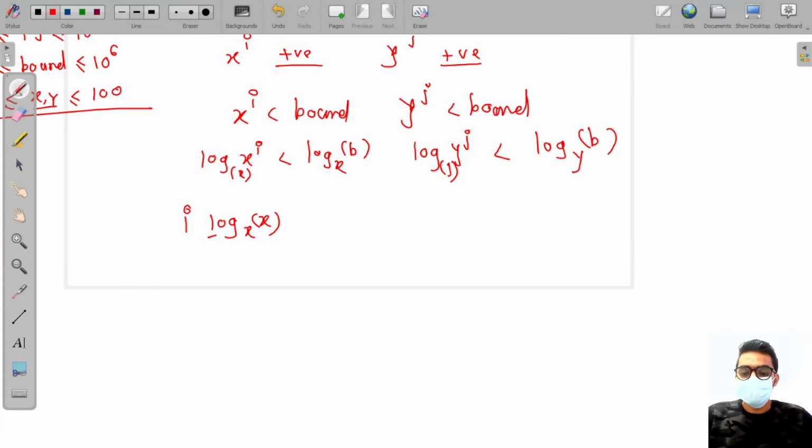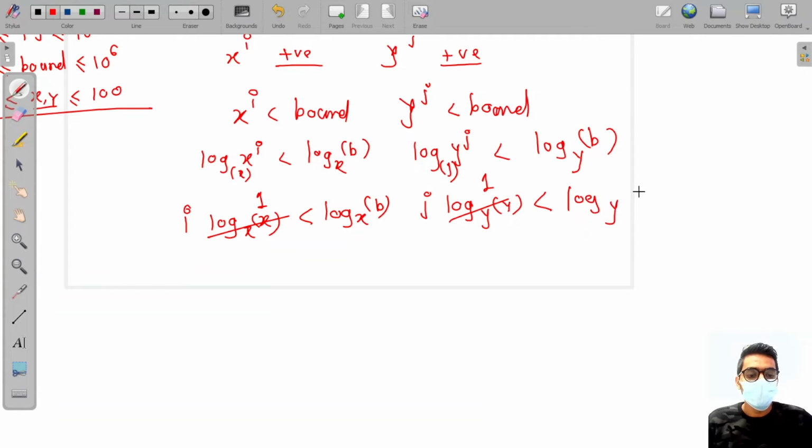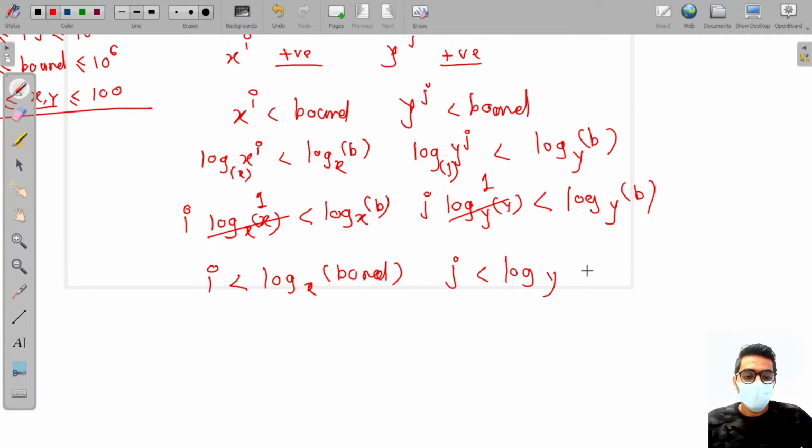Now log x to the base x is going to be 1, is less than log of bound to the base x. Okay, now j is at this point, and log y to the base y is going to be 1, and less than log of bound to the base y. So i is less than log of bound to the base x, and j is less than log of bound to the base y. Now we need to solve this equation. If we solve this equation, our problem will be sorted.